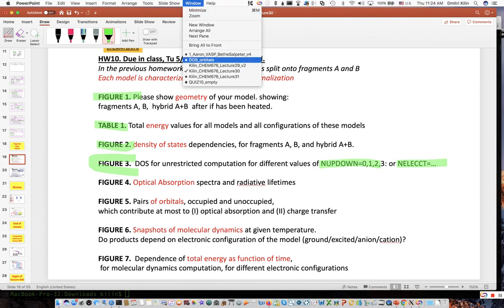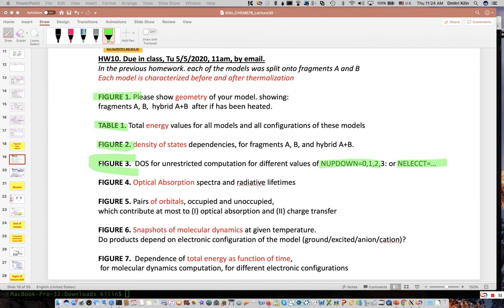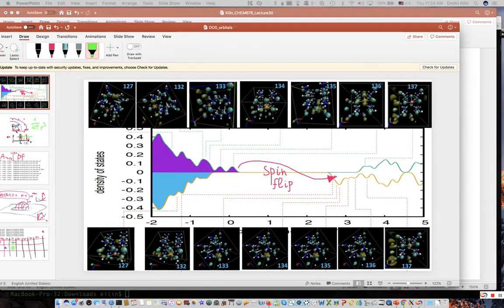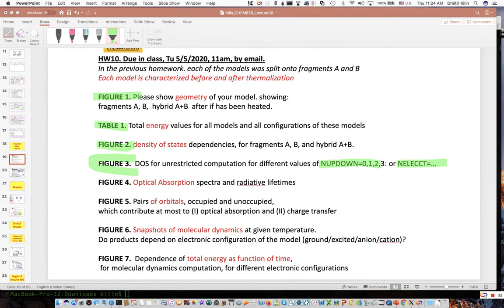And let me bring an example of such figure that Salim has prepared. So he has prepared the density of states for his model, and then for each peak he makes an insert showing how the orbital is looking. So it is a good multi-panel figure. So next could be a figure with optical absorption for pairs of orbitals, and as you have seen in the example from Salim, one can combine together density of states and orbitals.